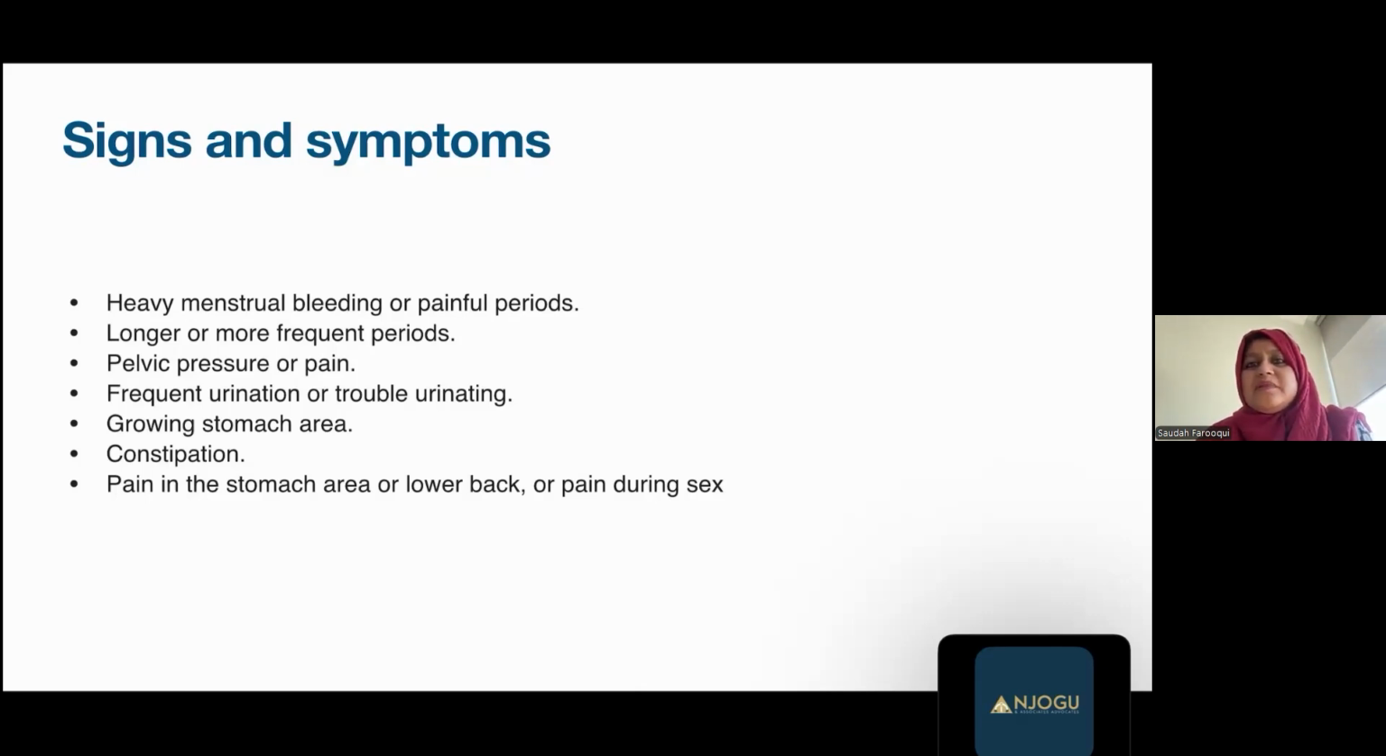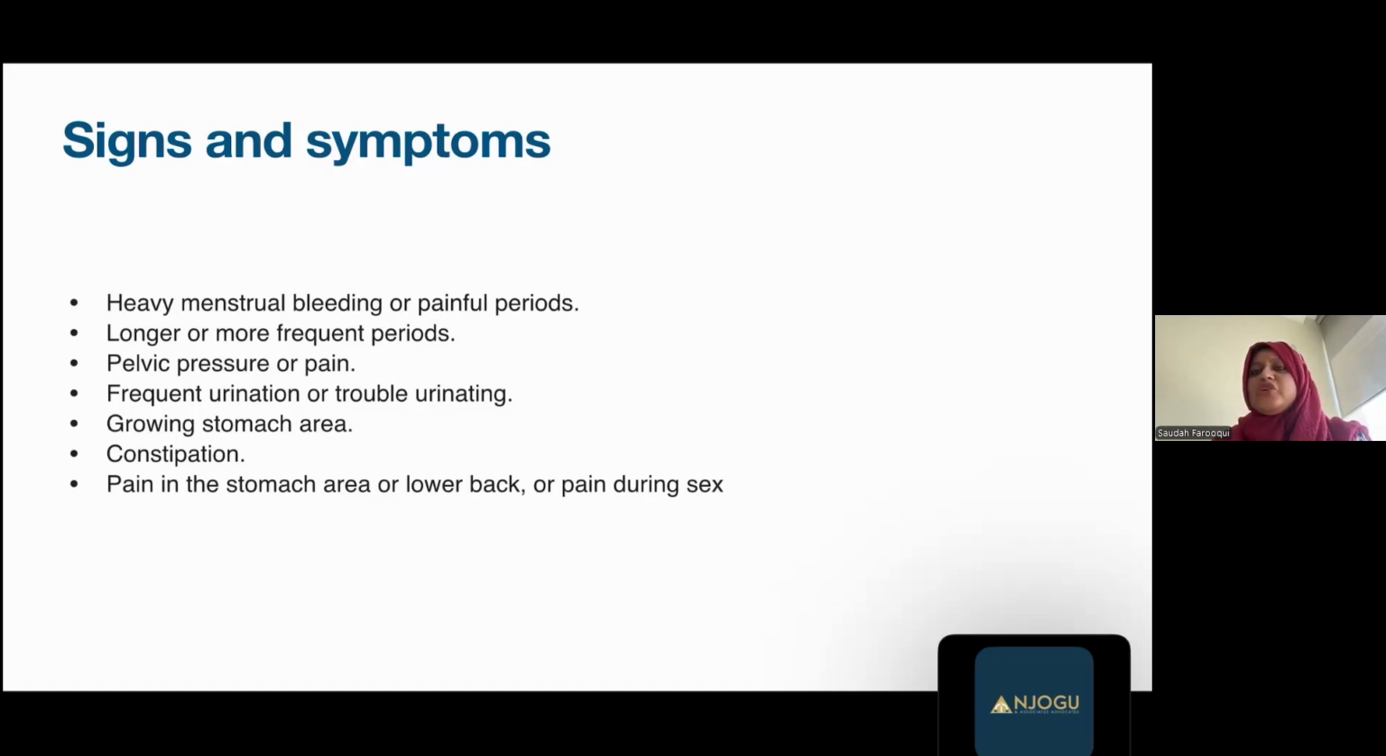Another symptom is constipation. The frequent urination and constipation happen because the uterus sits between the bladder and the rectum. So when it grows in size, it displaces both. It will displace the bladder and it will displace the rectum. So you will have issues.